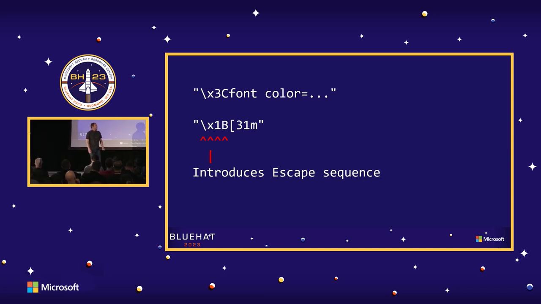Now, both of those would set the text to be red. The font color red, obviously, these days we probably use CSS or something, but it would still work. 31, it turns out, is red. And this can all be sent along a serial link. Technically, you could send HTML along a serial link. Very similar, really. It's obviously an older technology, so it's a bit compressed and not as readable, but it's not that different.